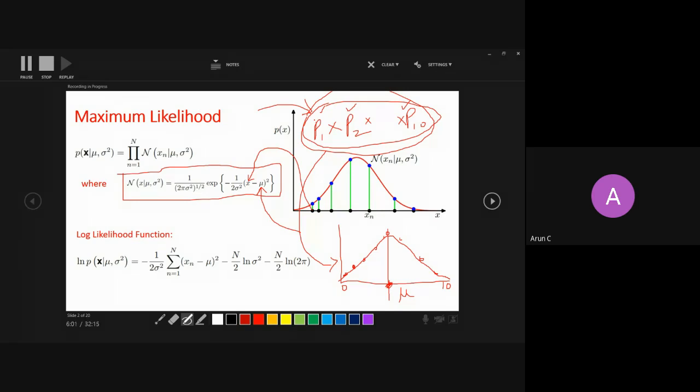Because if you multiply so many small numbers, a small number will result in a further small number, and your computer may not be capable of putting that small number into memory. It can underflow. To overcome that, you take a log of this product, and the product converts into a sum: log P1 plus log P2 plus log Pn. That's why we take the log of the likelihood function, and it gives me this result.